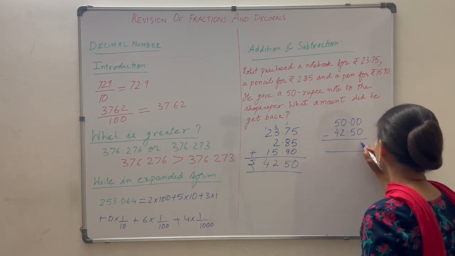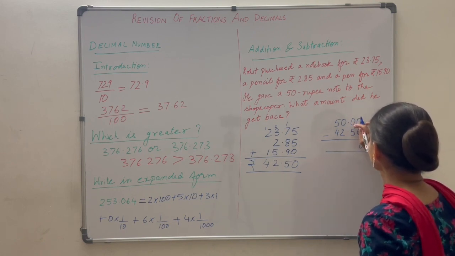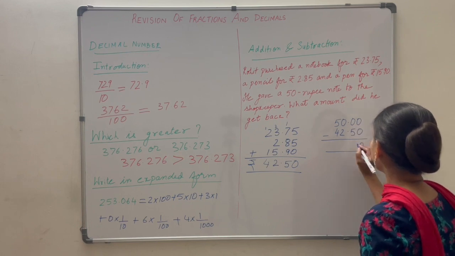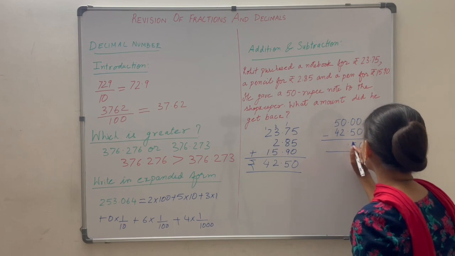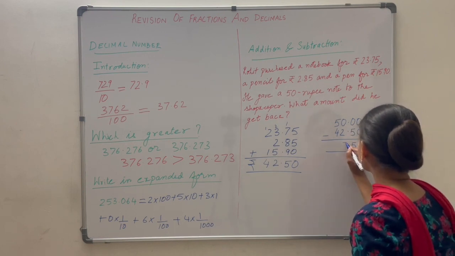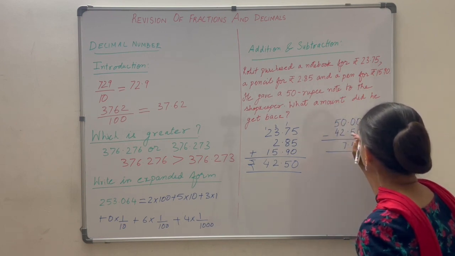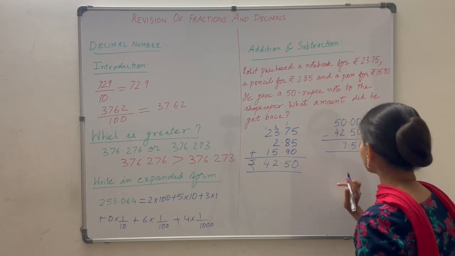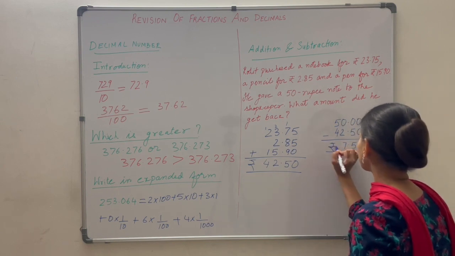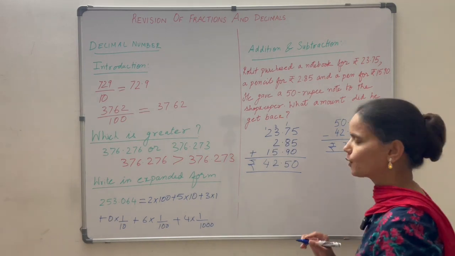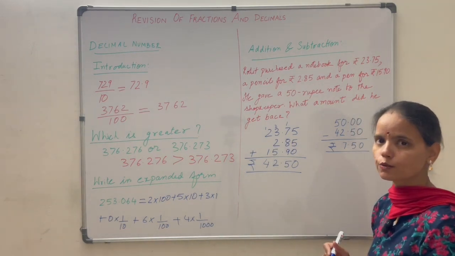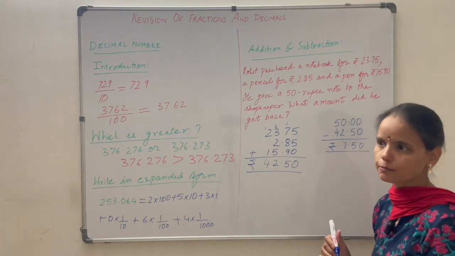So 0 minus 0 is 0 and this is 10 now. So 10 minus 5 is 5. Decimal point below the decimal point. This is 9 minus 2 is 7 and from this you have carried forward. So this is 4 minus 4 is 0. So how much rupees is he going to get back? 7.50. So I hope you have understood addition and subtraction of decimal numbers.